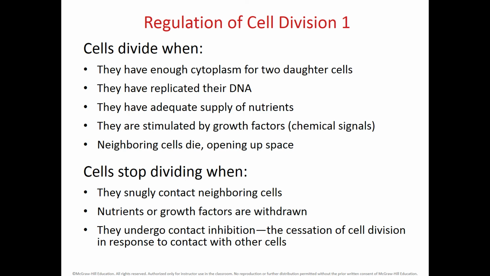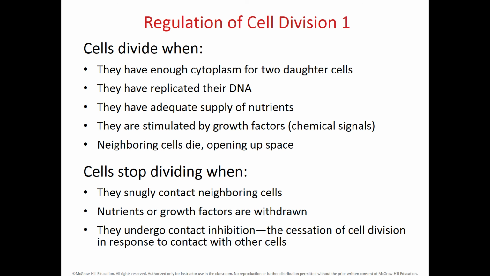So when will the cells divide? When they have enough cytoplasm for the two daughter cells, when they have replicated their DNA, when they have an adequate supply of nutrients, and they were stimulated by growth factors, and when you have cells that have died and there is an open space in between cells. So the cells regulate their cell division because of that.